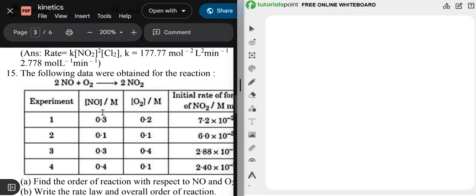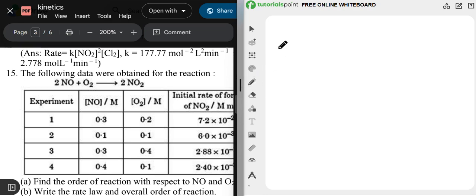So we want to find the order with respect to NO and the order with respect to O2. For this type of problem, what you need to do is analyze the different data and choose the data in such a way. See here, concentration of NO in the first data is 0.3, and in the third data also the concentration of NO is 0.3. So wherever equal values come, you choose those two equations.